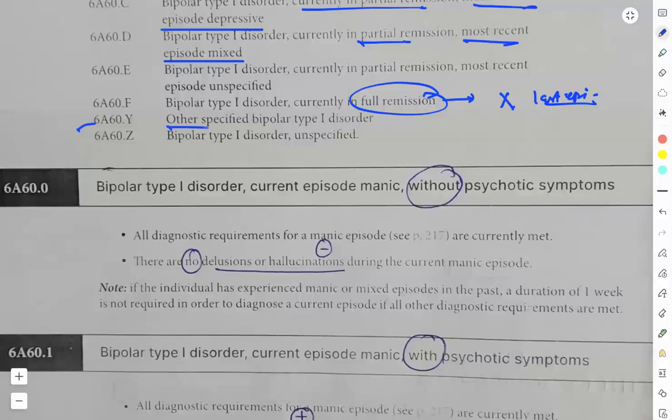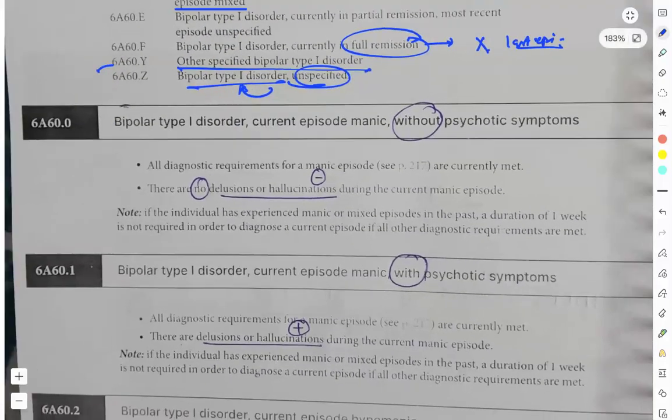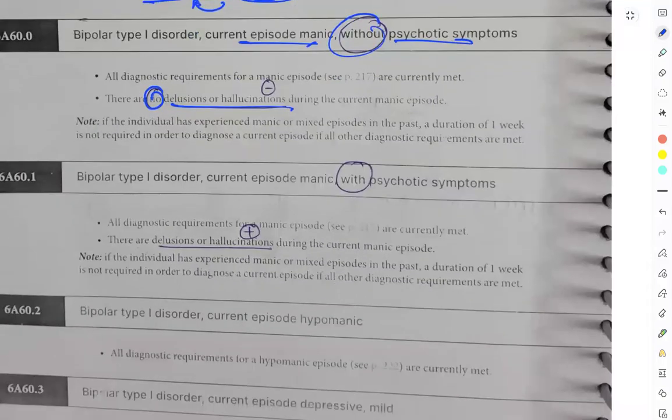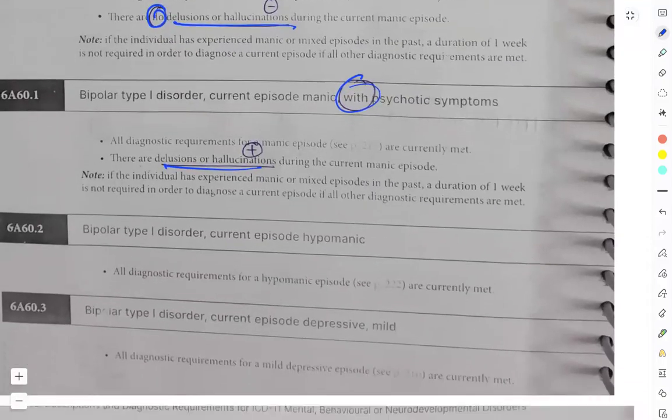And then you have other specified bipolar type 1 and unspecified bipolar type 1 disorder. So if you can see, without psychotic symptoms, current episode mania, there will be no delusions or hallucinations. With psychotic symptoms, delusions and hallucinations will be present.